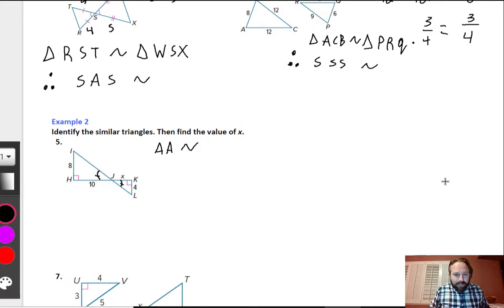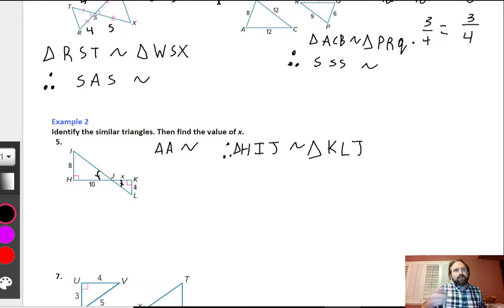Well, it looks like angle K matches up with, let's see, angle H. Triangle HIJ is going to be similar to triangle KLJ. All right, now we just need to find the value of x. So we can find the reverse of it. If we understand that they're now similar, we understand that the sides are proportional.